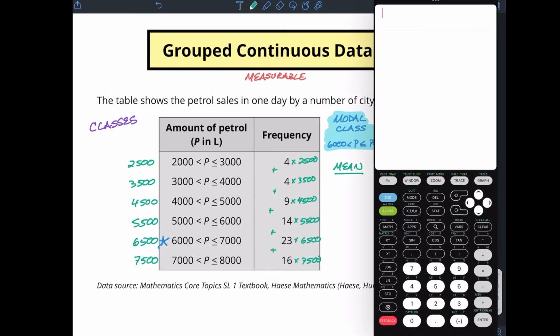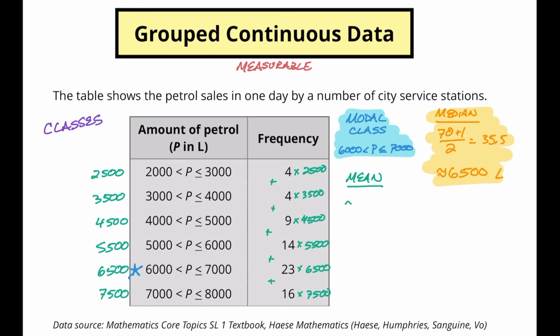So let's pull open our calculator and see what we've got. 4 times 2,500 plus 4 times 3,500 and so on. That gives us a value of 411,000, and we already counted to say that we've got 70 items here, so we're going to divide that by 70, and so we get an average of approximately 5,871. So our mean is going to be approximately 5,871 liters. There's our mean.